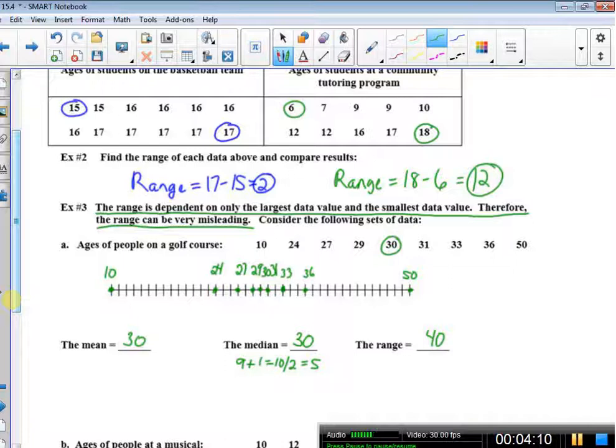Okay, so now what does that tell you about the data? Does it tell you it looks like the data is kind of grouped in the middle? The fact that the mean and the median are the same, does that indicate that? With the range of 40, maybe, maybe not.